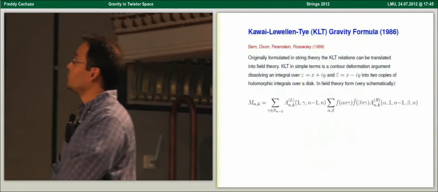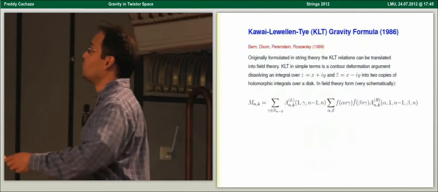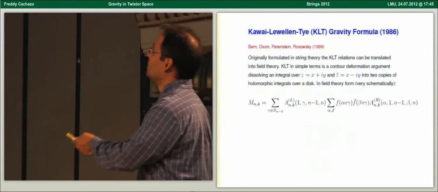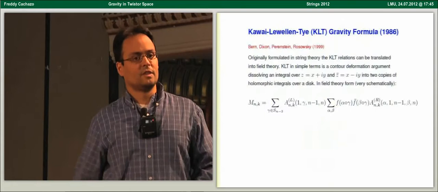And KLT is, in simple terms, just a contour deformation argument that dissolves an integration over z and z-bar into two copies of holomorphic integrals over a disk. In field theory form, this looks very schematically like this, where you have two copies of Yang-Mills amplitude convoluted with a kernel that depends only on Mandelstam variables. This is something that Carrasco described in much detail.